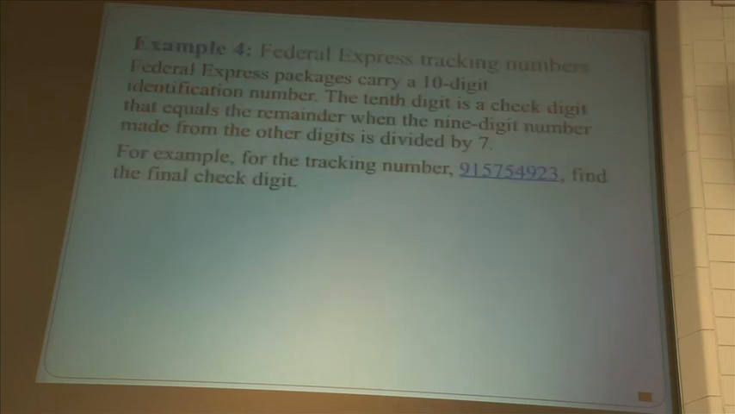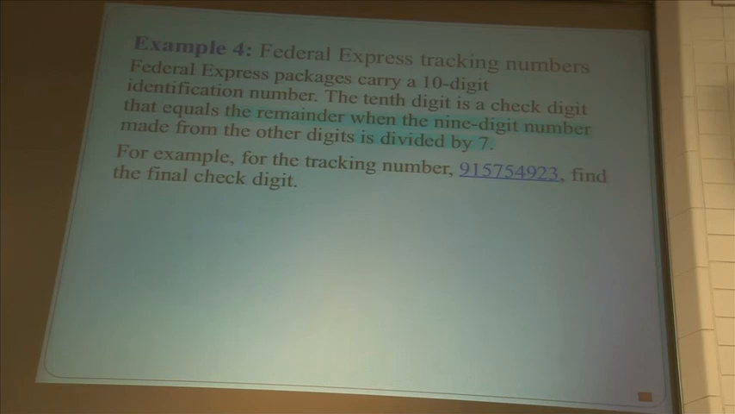So, first one, FedEx. We use FedEx, UPS, and so on. You know that random tracking number you get whenever you order something? Here's your confirmation number. You can track your package using the following tracking number. There's a way that that's calculated. It does stand for something. So, for FedEx, it's always a 10-digit number. The last number, the 10th digit, is one check digit. That equals the remainder when the 9-digit number is divided by 7.